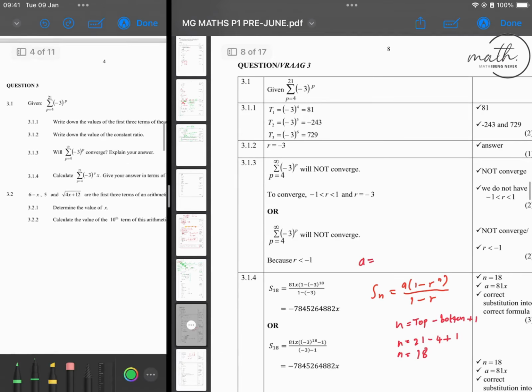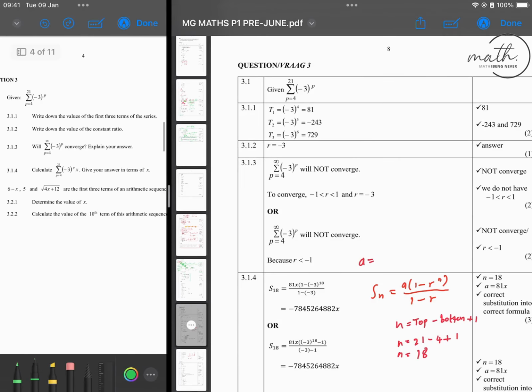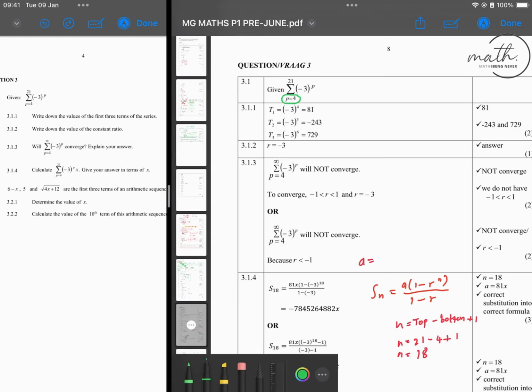Next one, question 3. So question 3.0, they gave you sigma notation, as you can see there. First question, 3.1.1, write down the values of the first 3 terms. So according to the sigma notation, we're going to start at 4. That means the first term is when we put 4 on P. So you put 4 there. Next one you put 5, you put 6. That is T1, T2, T3. If you write them, it is 81, -243, 729. First 3 terms.